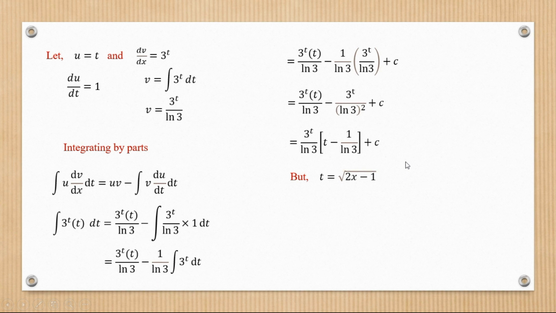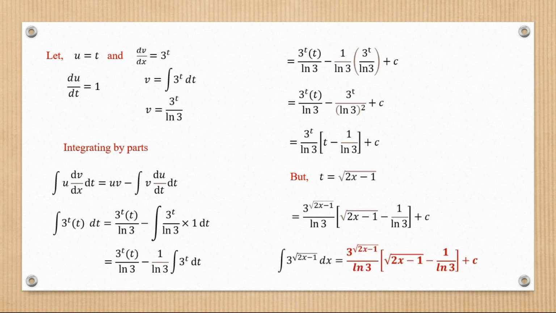But remember, t is actually root of 2x minus 1, so therefore this means that we'll have 3 to the power root of 2x minus 1 over ln 3 times bracket root of 2x minus 1, minus 1 over ln 3, close bracket, plus c. So this is therefore our final answer, as you can see right there.